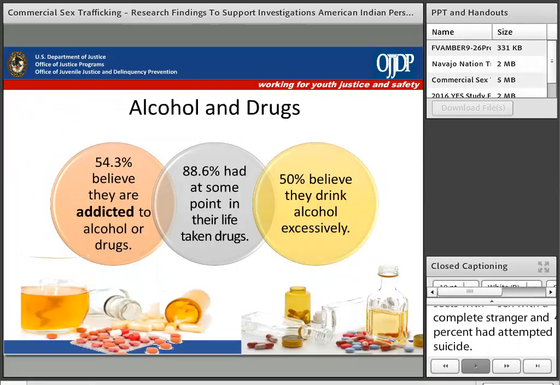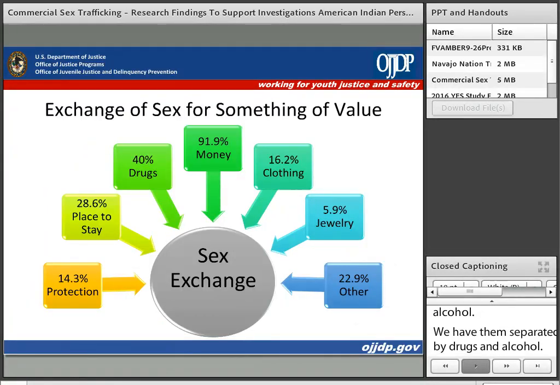So 37% reported engaging in risk-taking behavior, and the definition of that in the survey is things like getting in and out of cars with people you don't know, not worrying about your own safety, things like that. Drug and alcohol use: 54%, so over half, believed that they were addicted to drugs or alcohol. We have them separated by drugs and alcohol, but it was important to look at the totality. 88% had used drugs at some point, and 50% believed that they were using alcohol excessively.